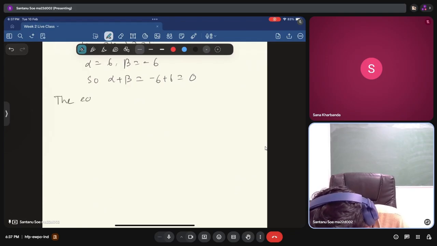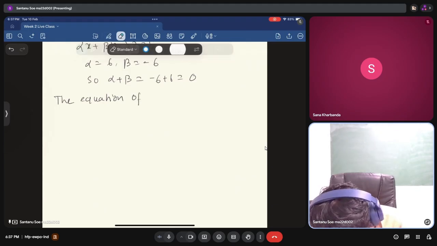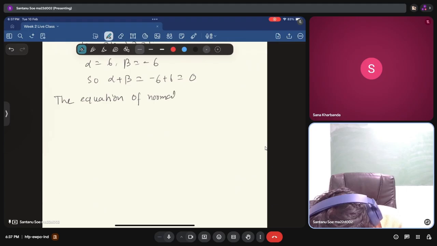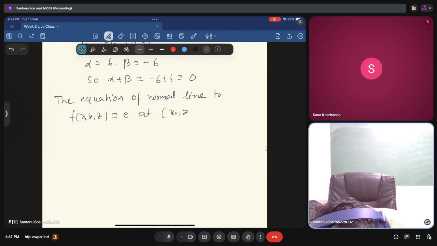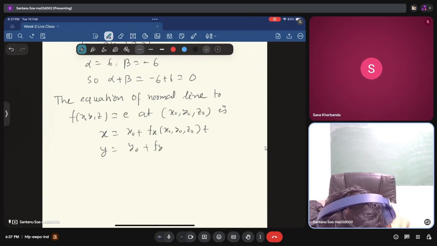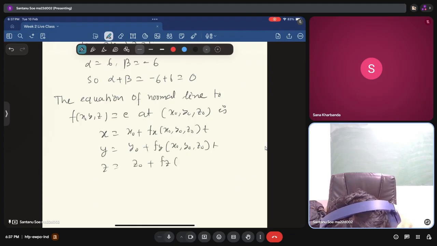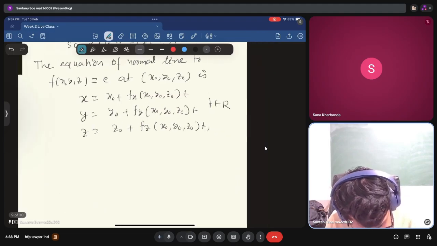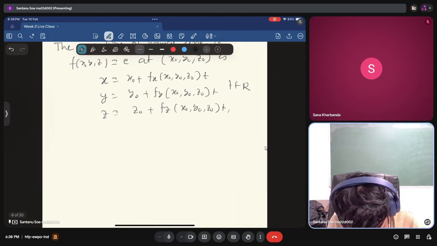And the equation of the normal line to f(x, y, z) = c at (x0, y0, z0) is x = x0 + fx(x0, y0, z0)·t, y = y0 + fy(x0, y0, z0)·t, and z = z0 + fz(x0, y0, z0)·t, where t is in R. Now this equation is coming from the definition of the normal line.